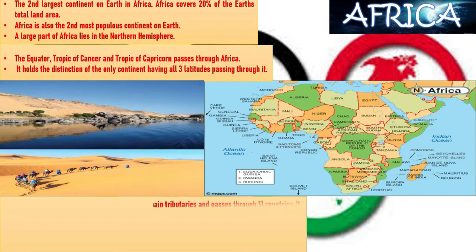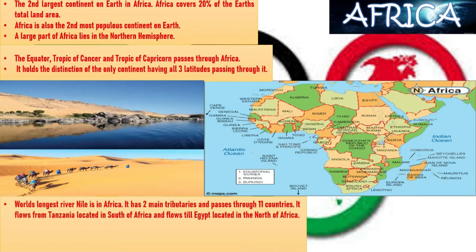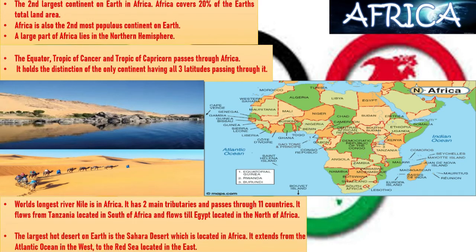In Africa, we will find the world's longest river, that is River Nile, which has two main tributaries and passes through 11 countries. It flows from Tanzania, located in south of Africa, and flows till Egypt, located in the north of Africa. We can also find the world's largest hot desert, that is the Sahara Desert in Africa. It extends from the Atlantic Ocean in the west to the Red Sea, located in the east.